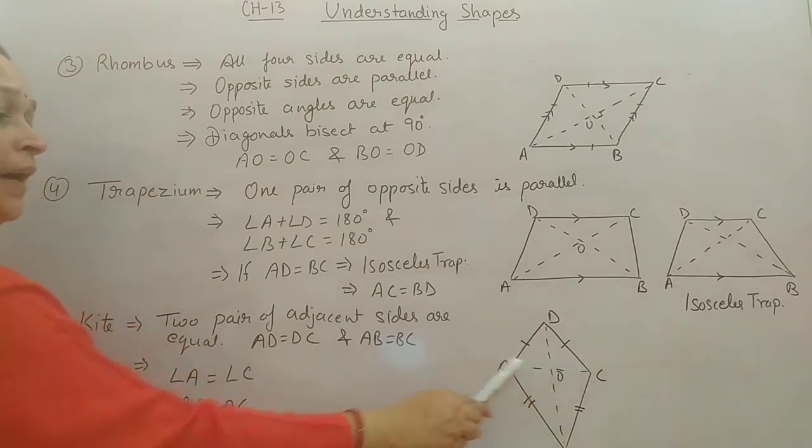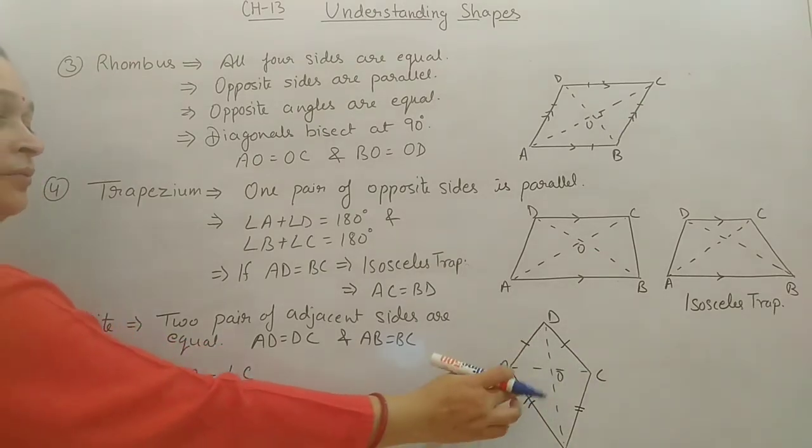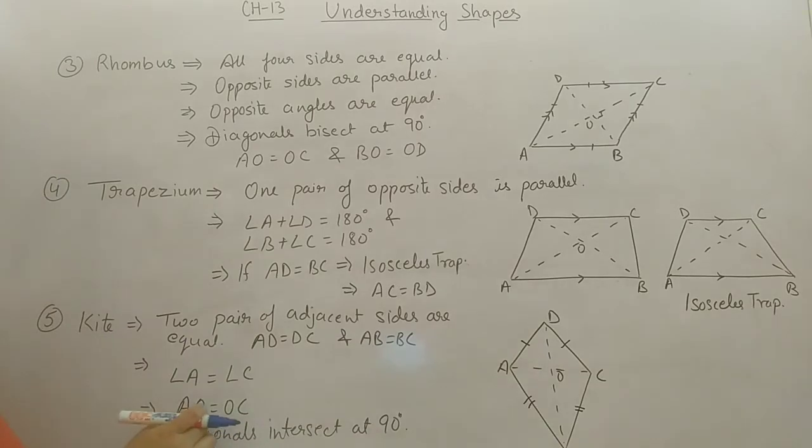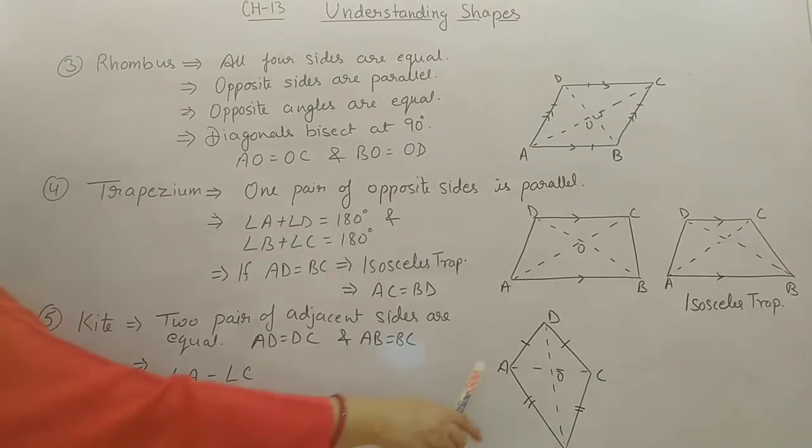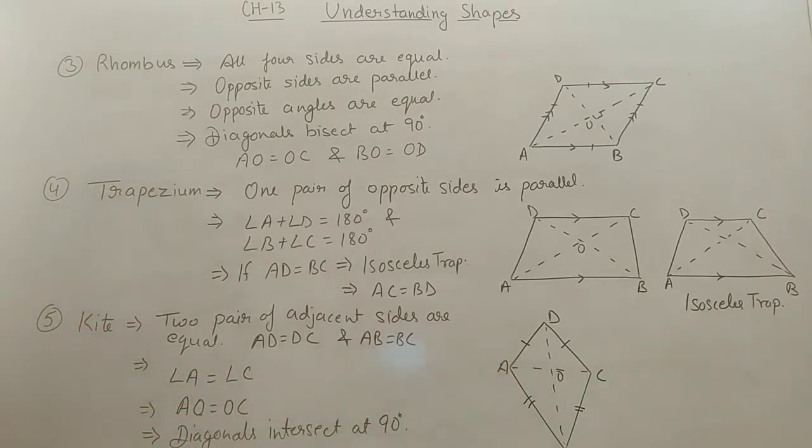Of these two diagonals, only one diagonal will bisect the other: AO is equal to OC. Only this diagonal, which is small in length, will bisect. AO is equal to OC. And last, these diagonals will intersect each other at 90 degrees. So with the help of these properties we are going to solve the exercise now.